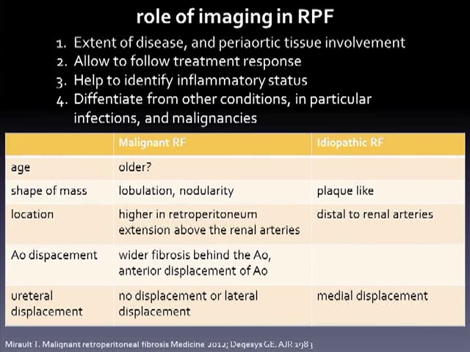A few words about the role of imaging in retroperitoneal fibrosis. Obviously we would like imaging to tell us the extent of the disease, the stage of activity, and help us differentiate benign idiopathic cases from malignancies. I didn't find any literature to tell us whether CT or MRI is a better option. I think the choice is influenced by very down-to-earth reasons, including whether the patient can or cannot take contrast.